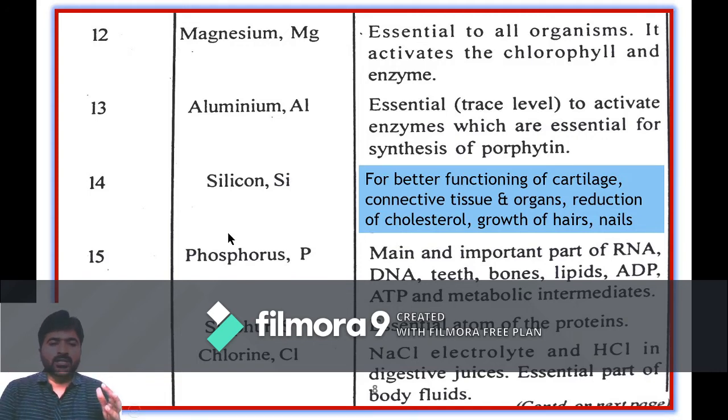Now the next one is sulfur. Sulfur is also an essential element in protein. So nitrogen and sulfur as well as phosphorus are the essential elements of some types of proteins. Next one is chlorine.